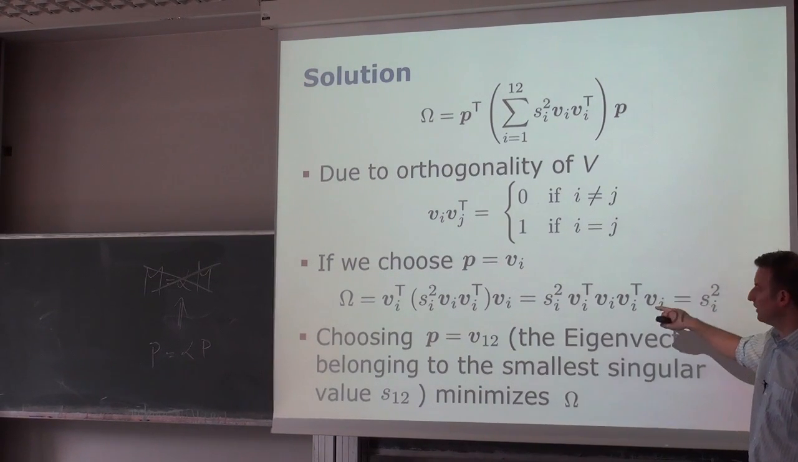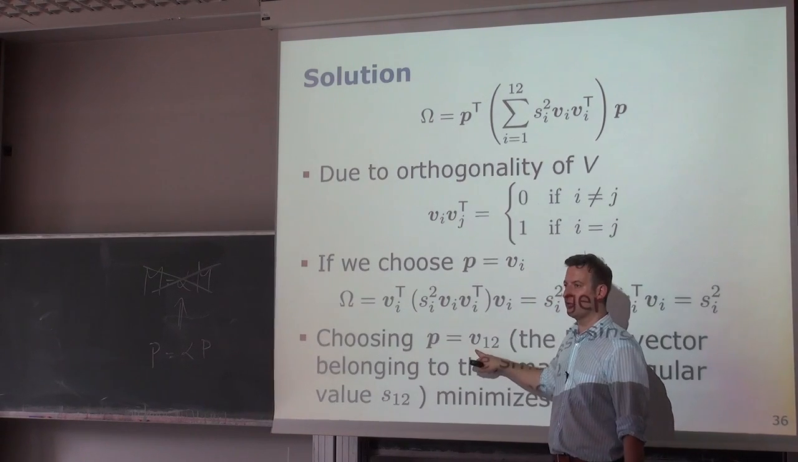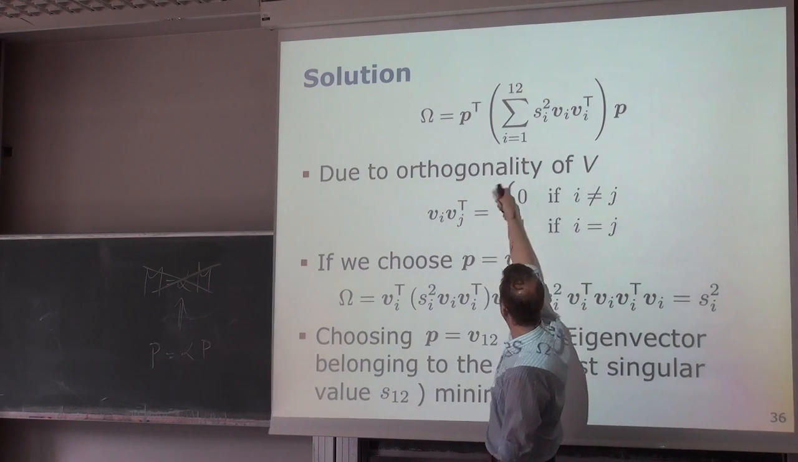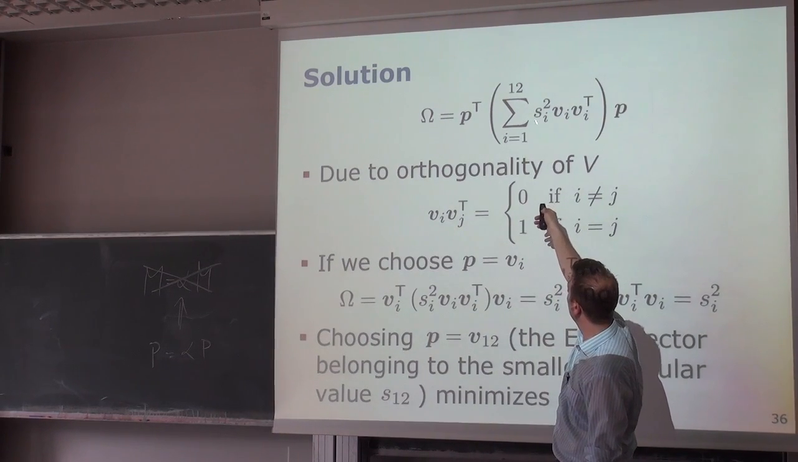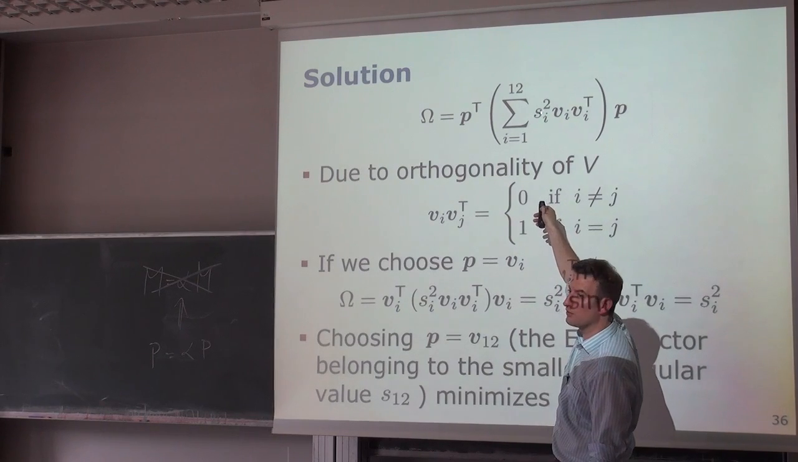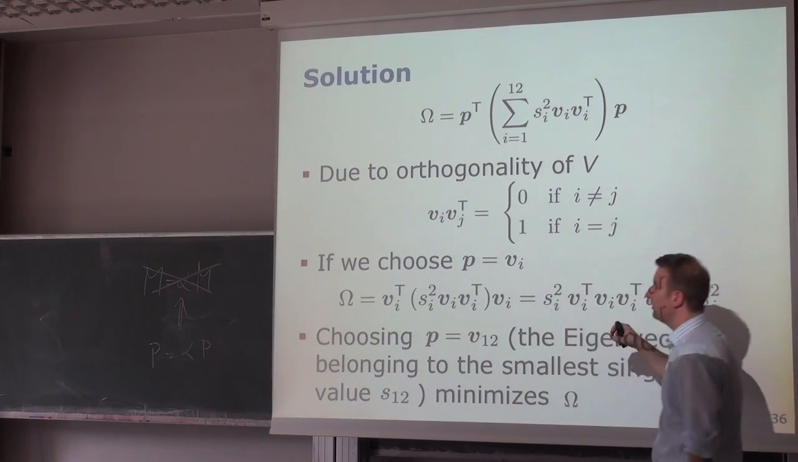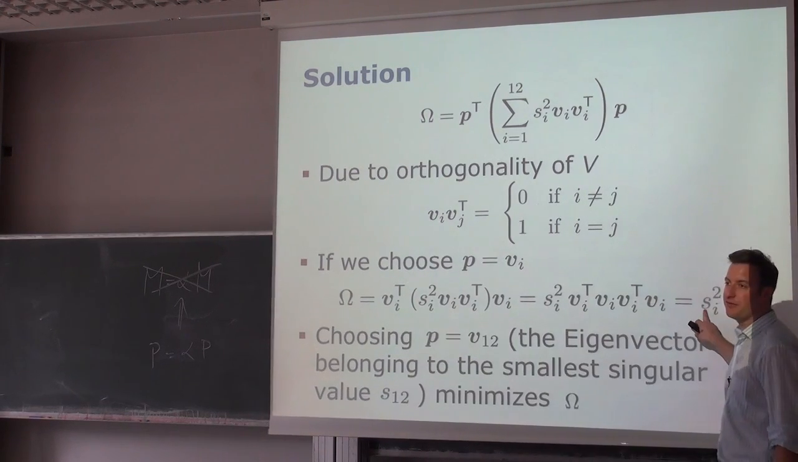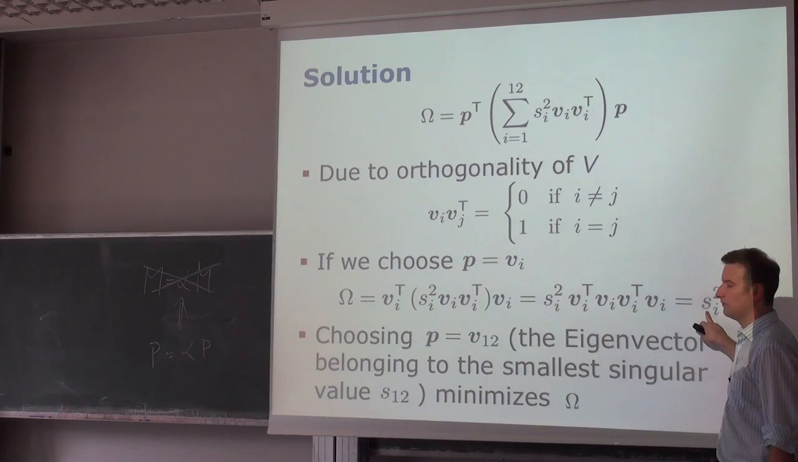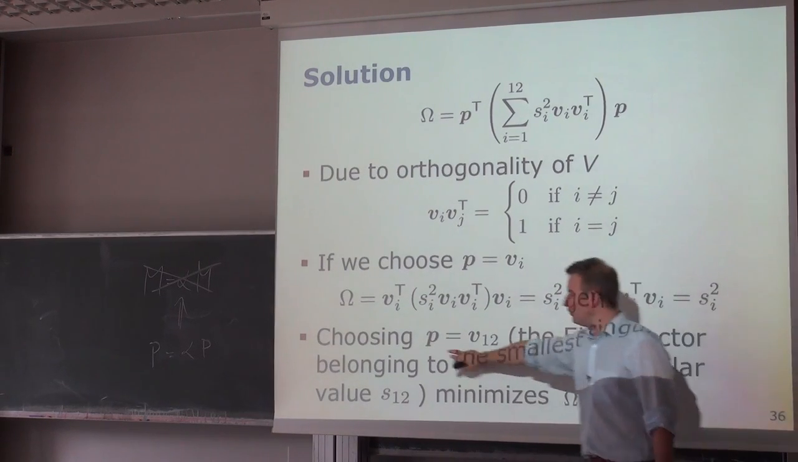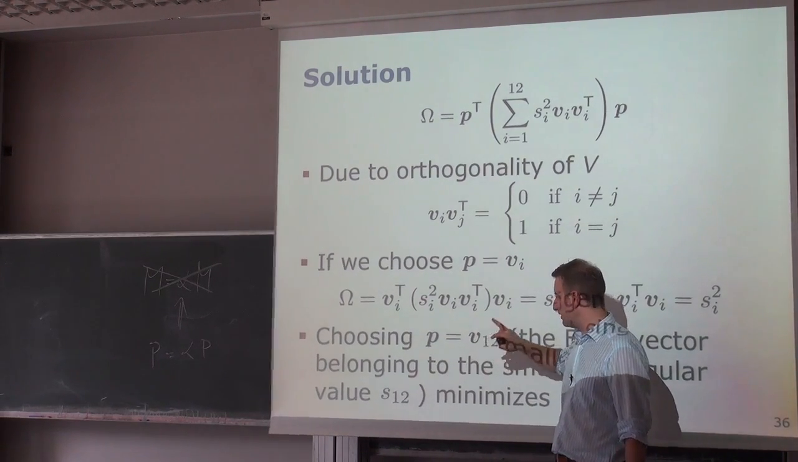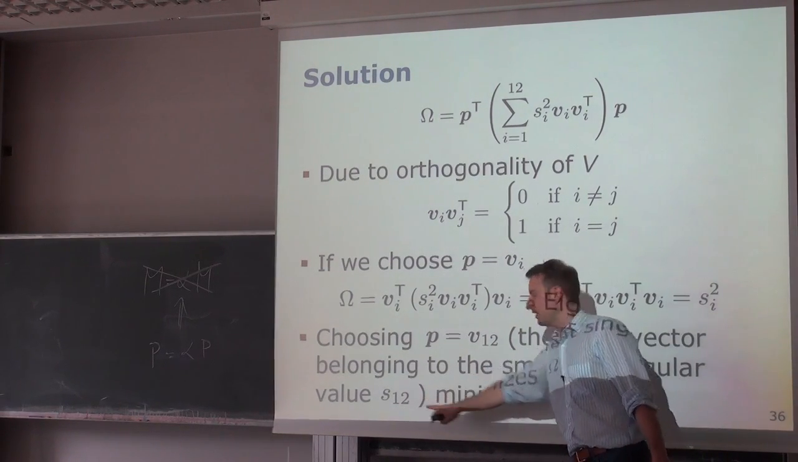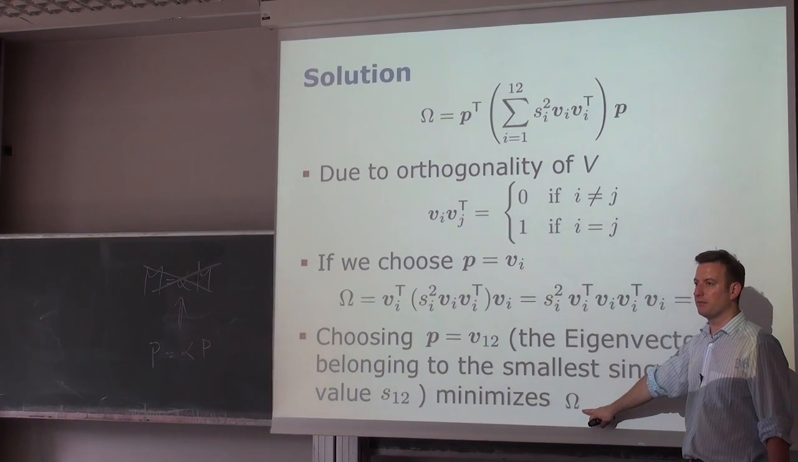So just by choosing P as a vector which corresponds to the smallest singular value, this sum simplifies in a way that only the smallest singular value remains. So it's the smallest one of all of them. So the squared error reduces to the square of the singular value. So by choosing P as the eigenvector corresponding to the smallest singular value, we minimize the squared error.